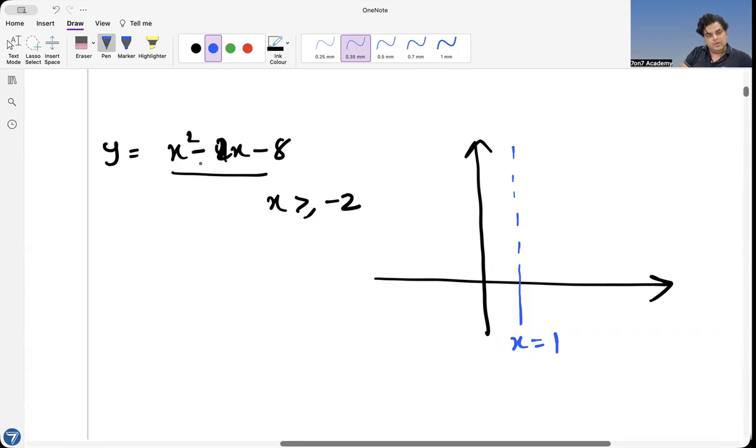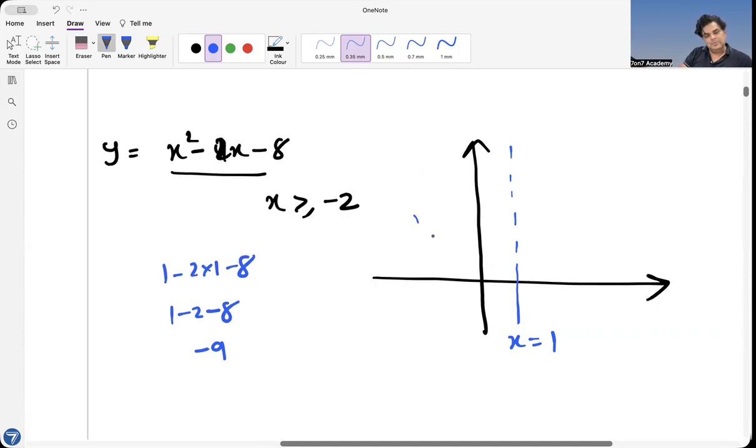If you plug in x equals 1 here, y equals 1 minus 2 minus 8, which is minus 9. So y will be minus 9 for an upward opening parabola. When x is 1, y is minus 9. It will be something like this. If you take minus 9 over here, this is minus 9, making the bottom part.